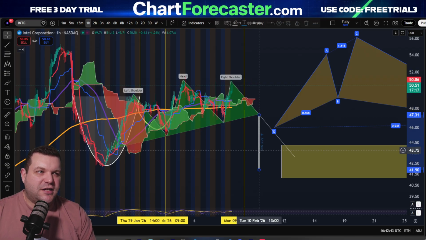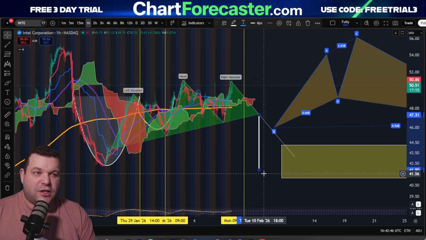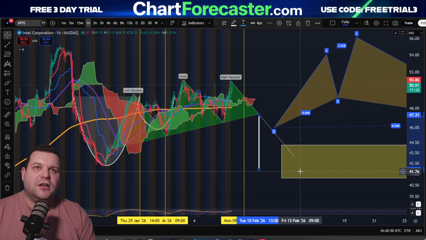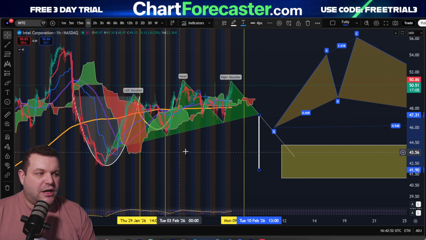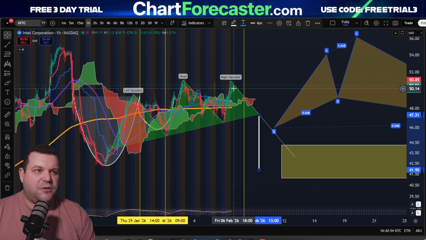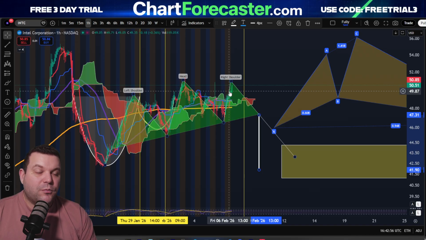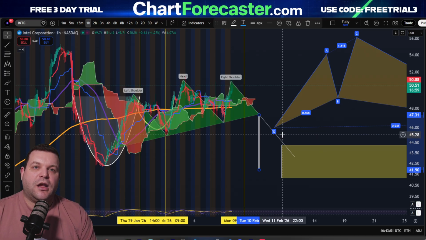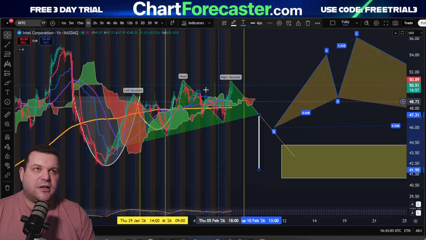If things get bad though, right around that $41-ish area. So this is my target area for Intel. And going into Friday tomorrow, if this thing's pumping, I might look at some put options on Intel and snag them at Friday's close, maybe even today.